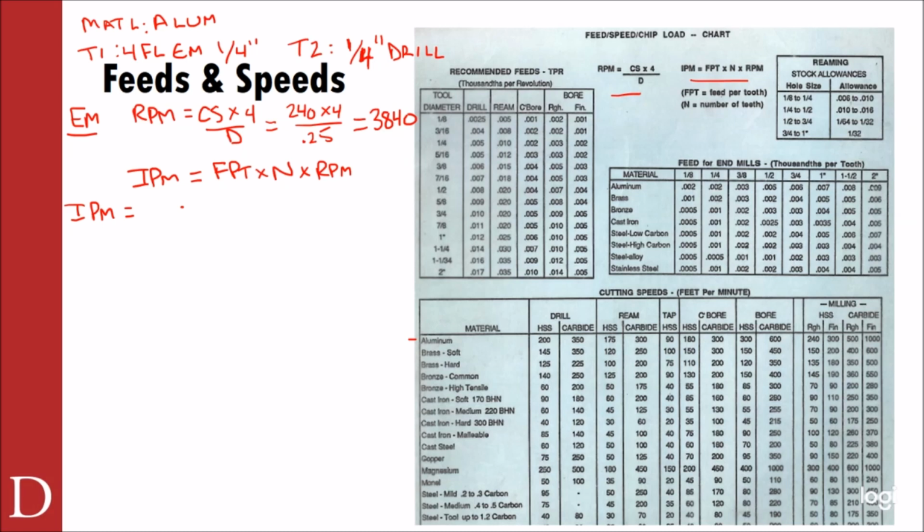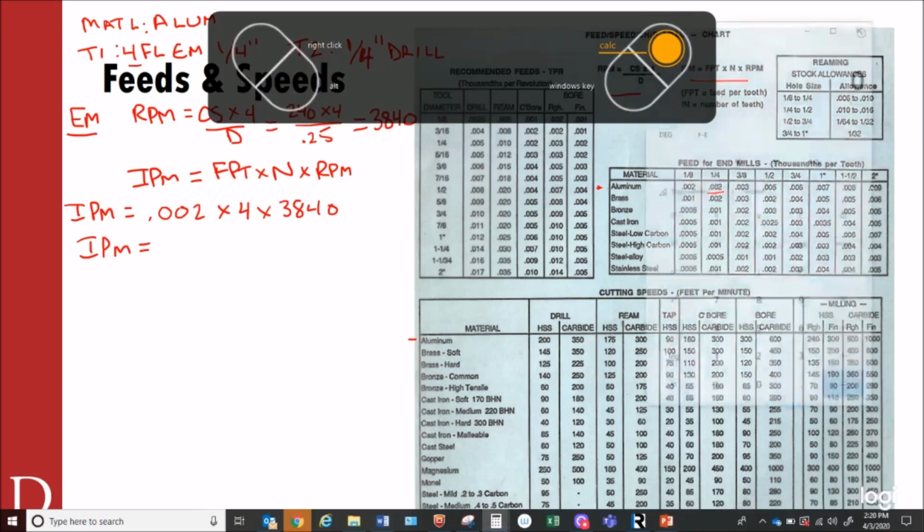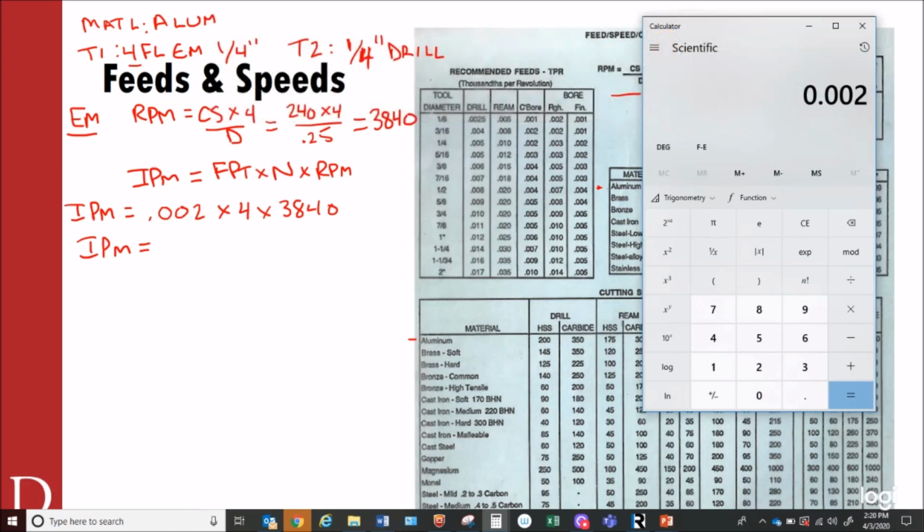The feed per tooth. So for aluminum, I'm right here, and I am a 1/4 inch end mill, which will be right here, aluminum. Feed per tooth is going to be 0.002. I'm going to multiply that by the number of flutes, the number of cutting teeth. In this case, I've got a 4-flute end mill. So multiply that by 4 and multiply that by 3,840. That'll give me my inches per minute, or my feed rate.